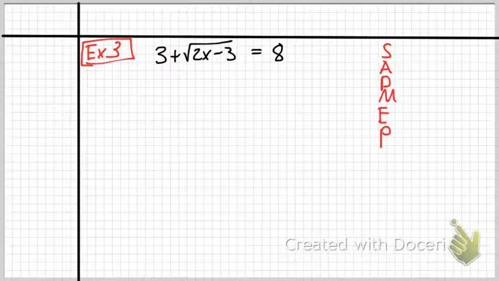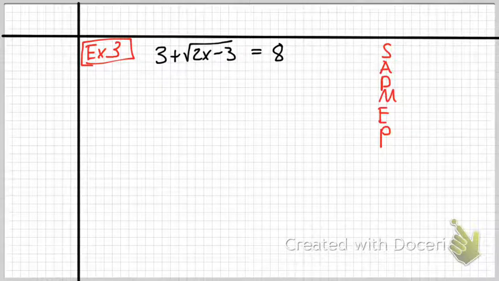Hello students, and welcome to this continuation of our lesson on solving square root equations. In our last video we saw two different ways to solve square root equations, and they're both pretty useful, and what I want to do is delve into some more examples here. So let's take a look.